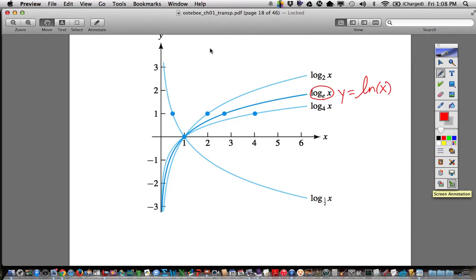There will be problems that look like this. They'll give you a function. This will be a no calculator problem. They'll give you a function that looks something like this right here, and there'll be a bunch of calculus you have to do to it, okay? So you'll do this calculus, which we won't get into right now.